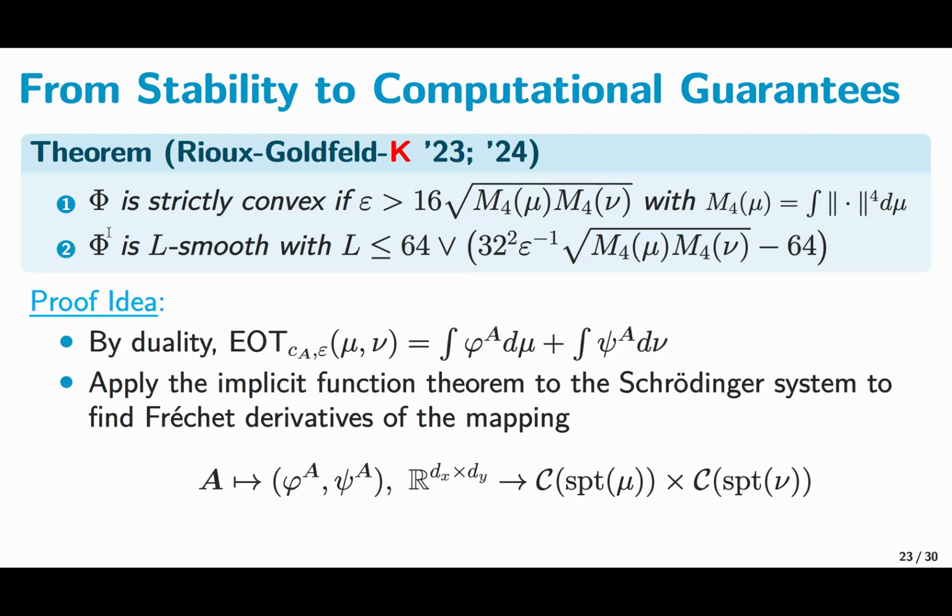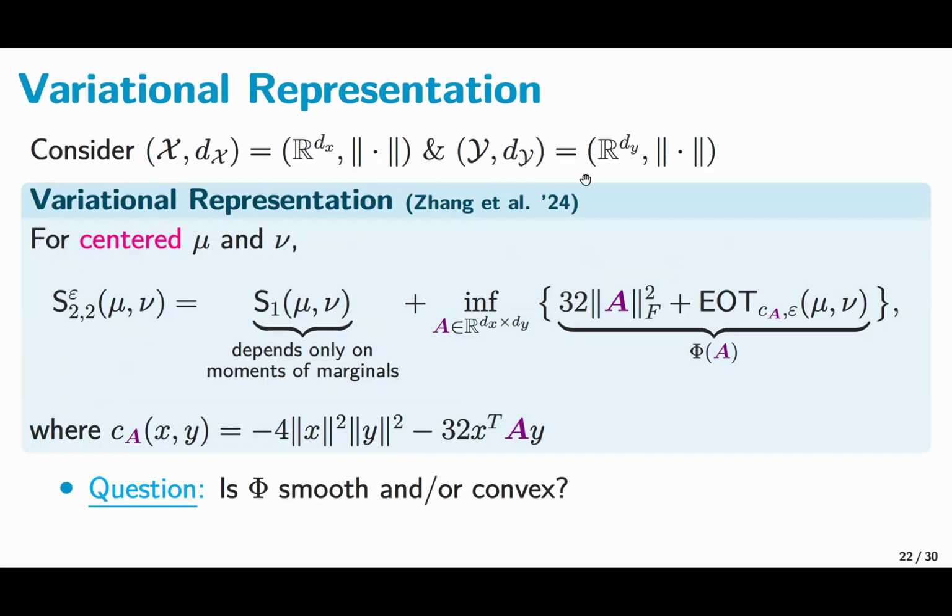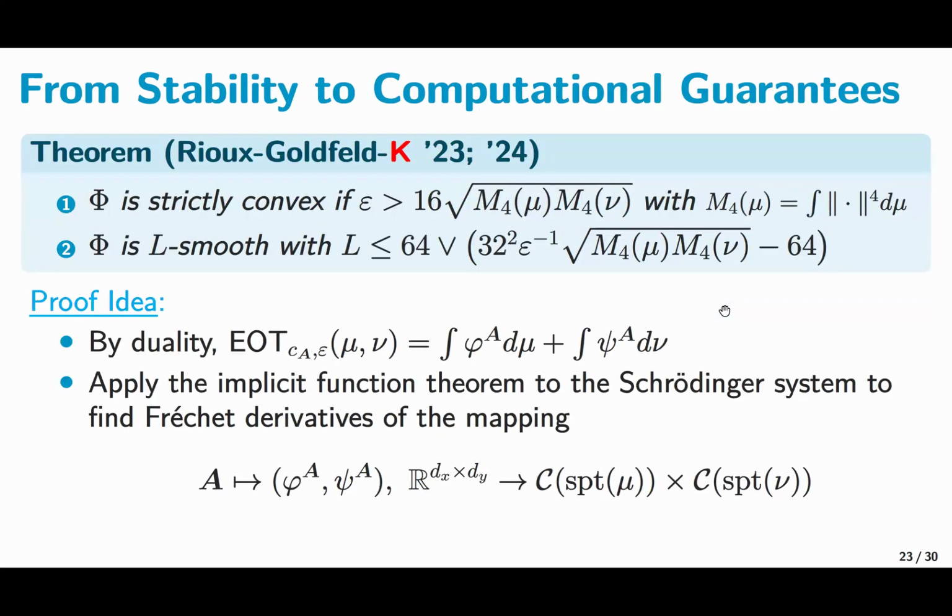Let me discuss some proof ideas. What is difficult is to differentiate, to find how this EOT cost depends on matrix A as a function of A. By duality, the EOT cost can be expressed using entropic potentials. In this case, the entropic potentials are indexed by A because the cost depends on A. In the previous case, we thought of the entropic potentials as mappings of the two marginals, but in this case they are indexed by A. We want to understand how these entropic potentials change when you change matrix A.